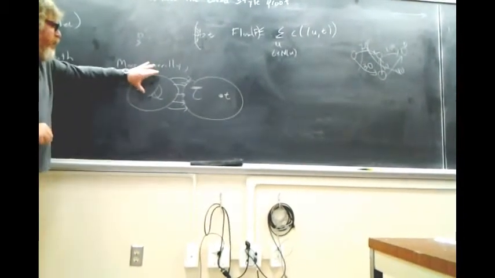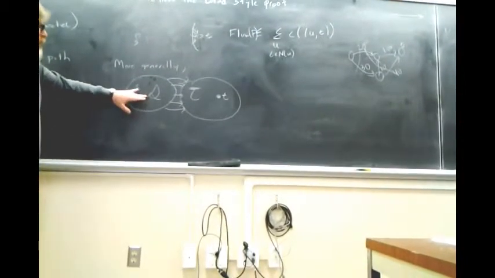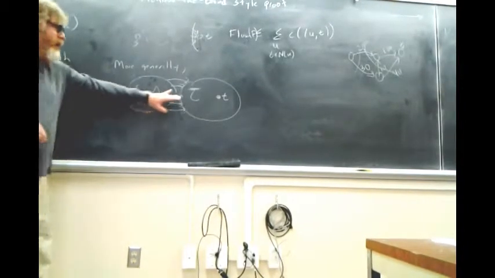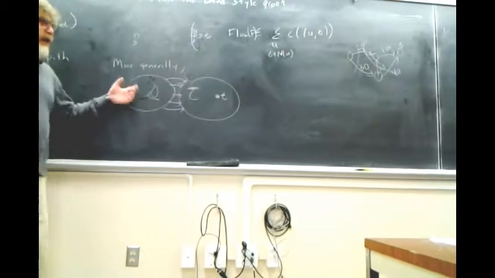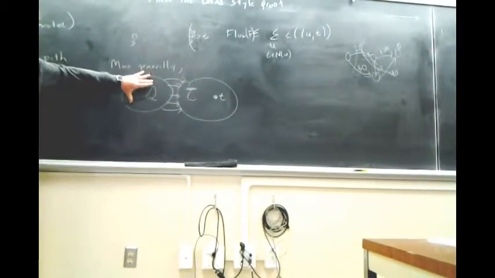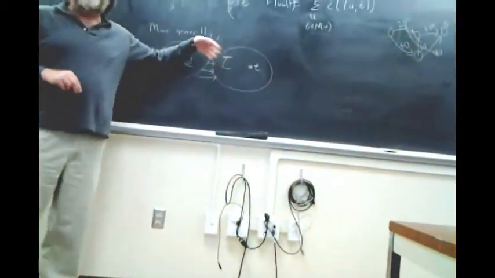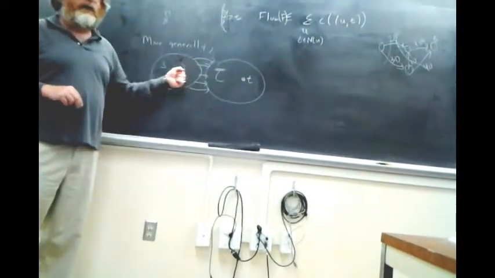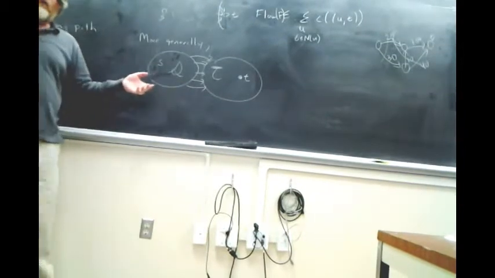Let's just say that we have a partition of the nodes of the graph into capital S, which is a subset of nodes that contains S, and script T, which is a set of nodes that contains T. I drew it so the nodes here are closer to S, and the nodes here are closer to T. That's just an easier way of visualizing it. The only condition I'm going to put on is that every node is in one of these two categories, and no node is in both.